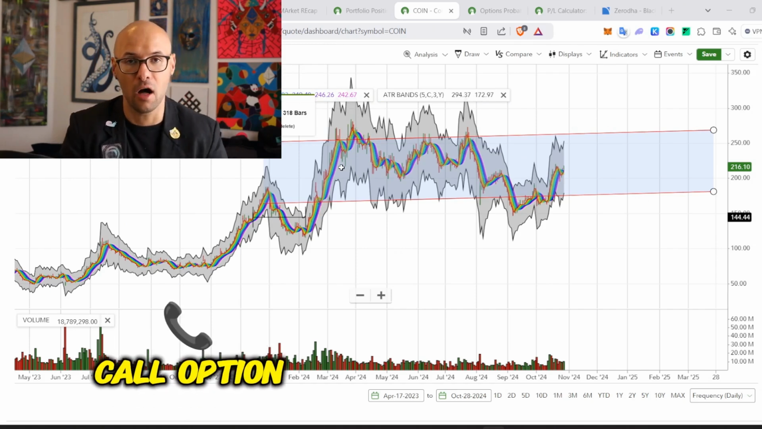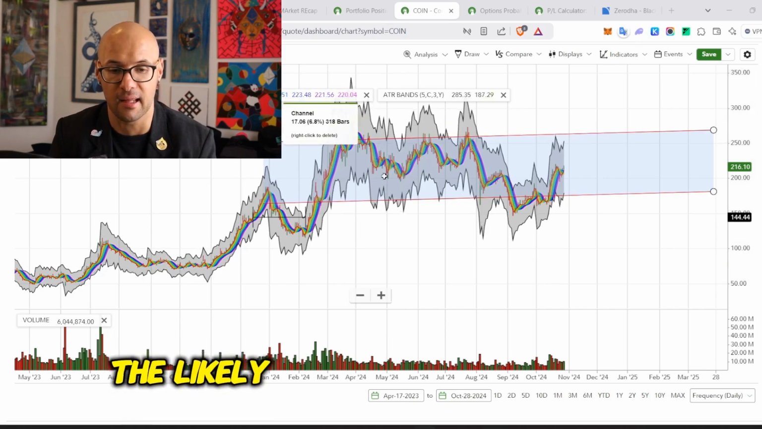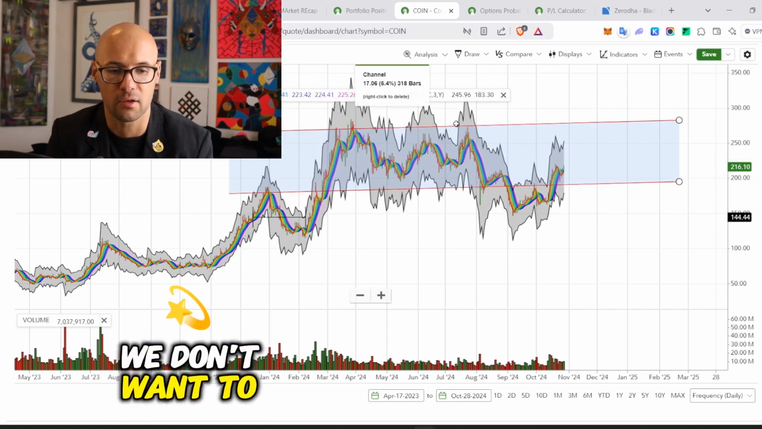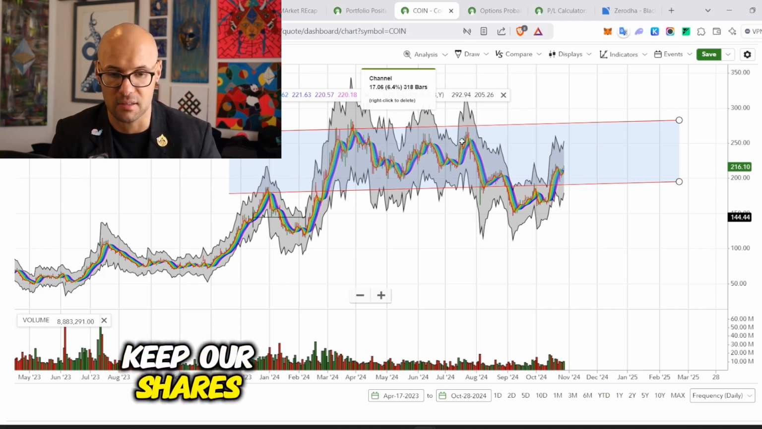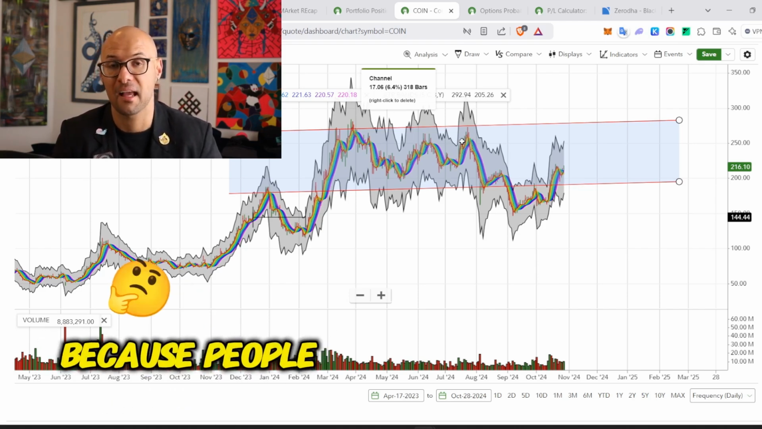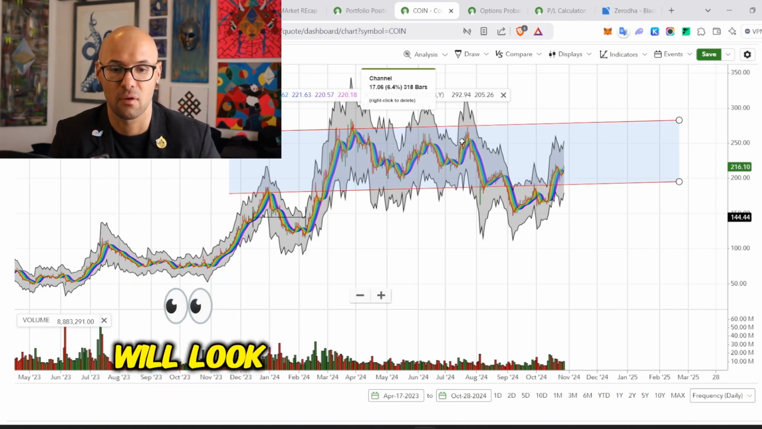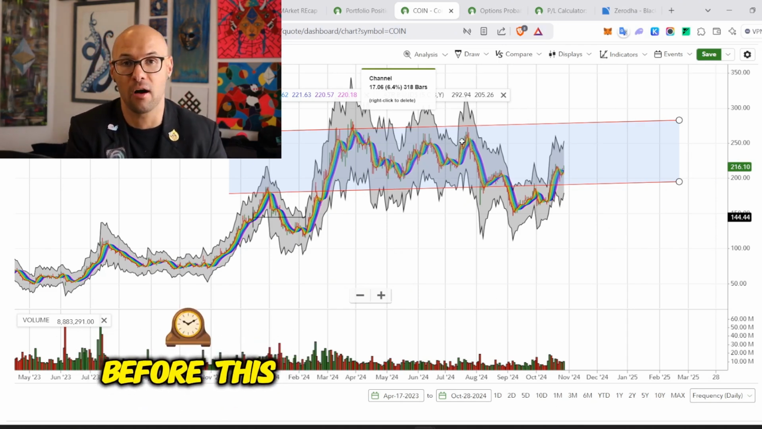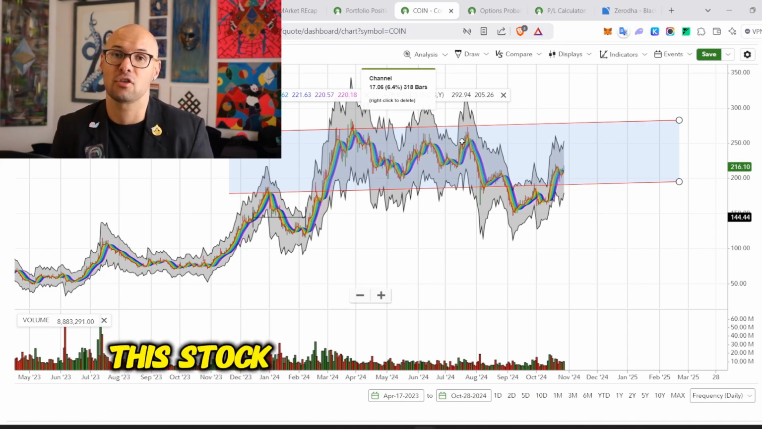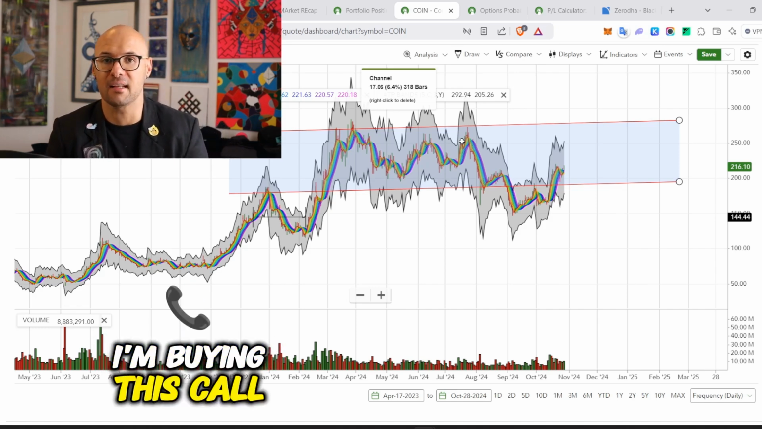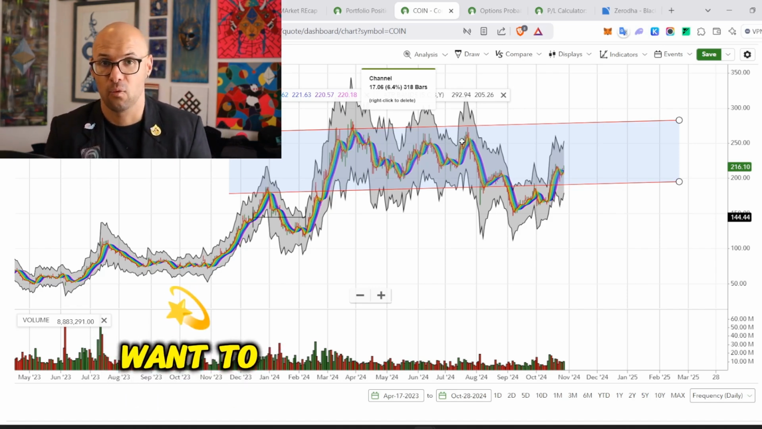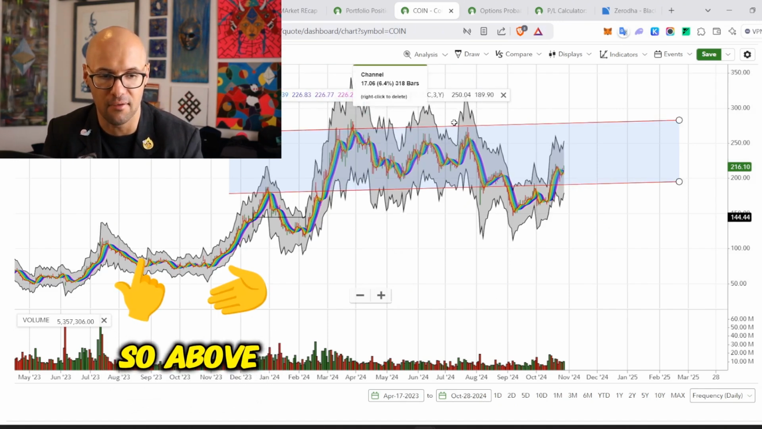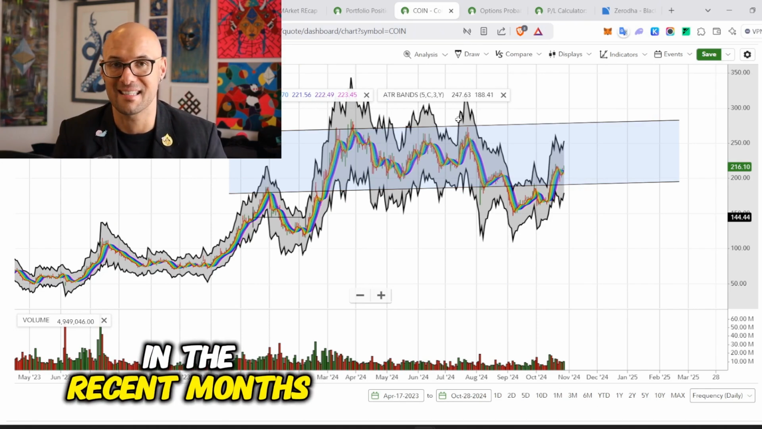But when selling a call option, we have to look at the top as the likely. So over here, let's say, what is this? About 280. We don't want to sell it under that if we want to keep our shares. Now, we can also sell near there because people buying these options will look at a chart like this also and say, oh, it has the likelihood of going back to where it has been before. This is proven evidence that this stock can go this high. So this is why I'm buying this call option. If we do not want to have our shares called away, then we want to sell outside of this channel, so above the previous all-time high in the recent months or years.